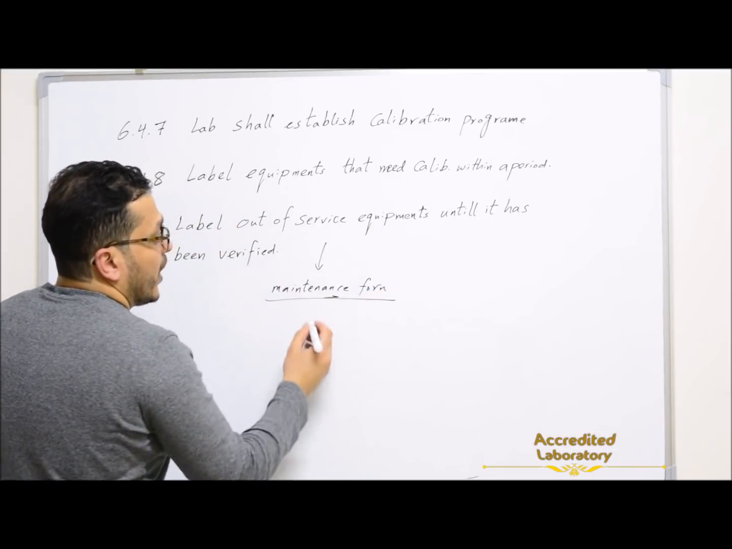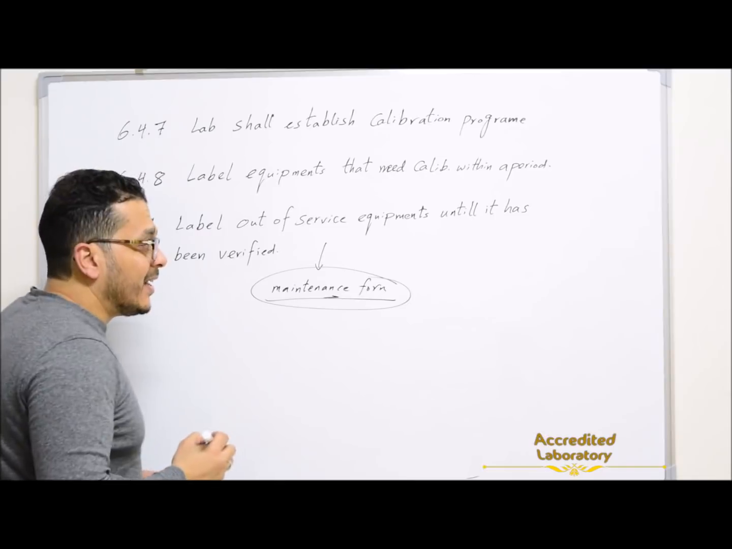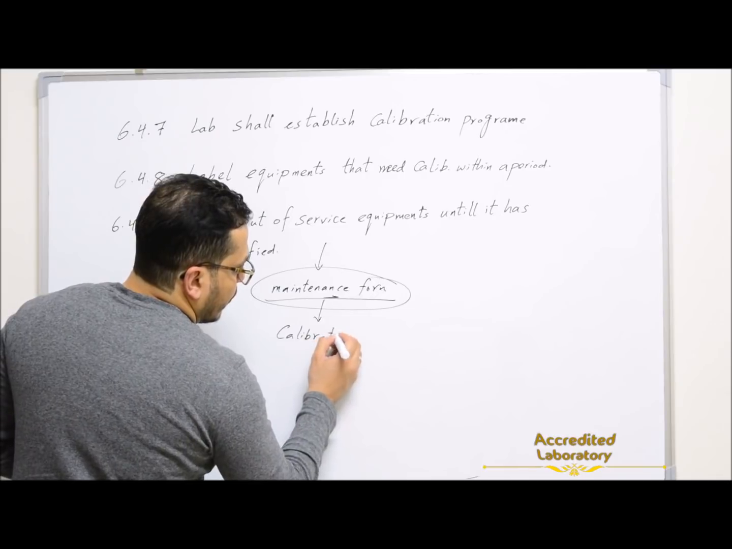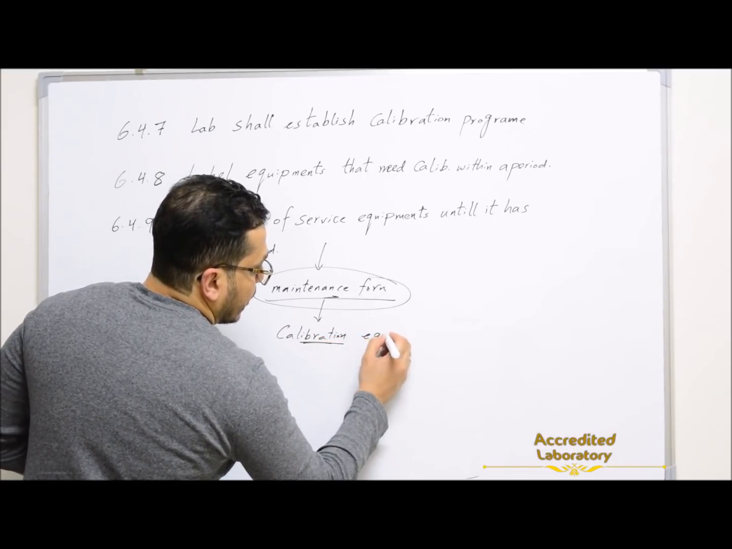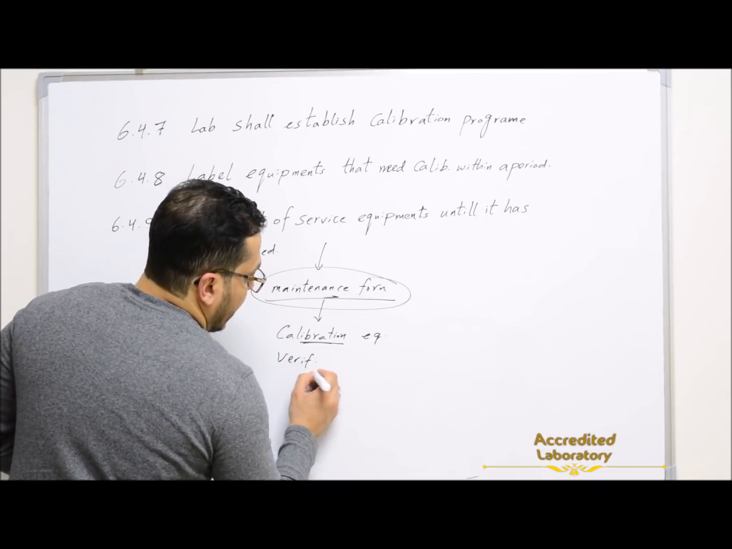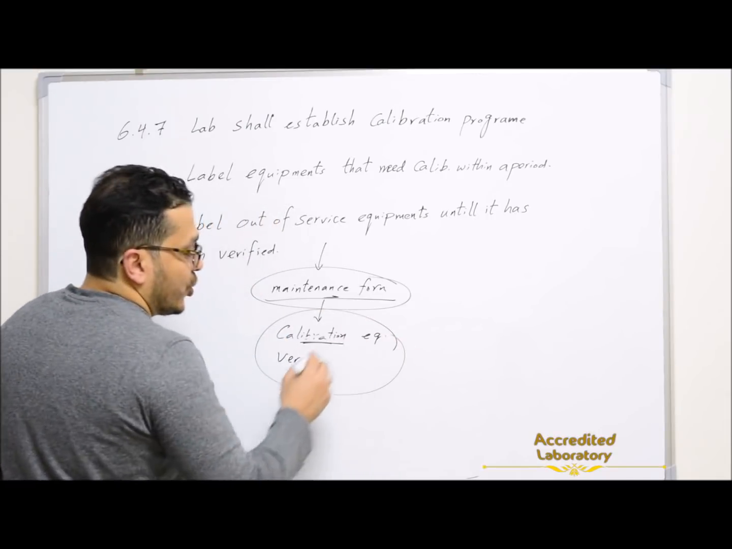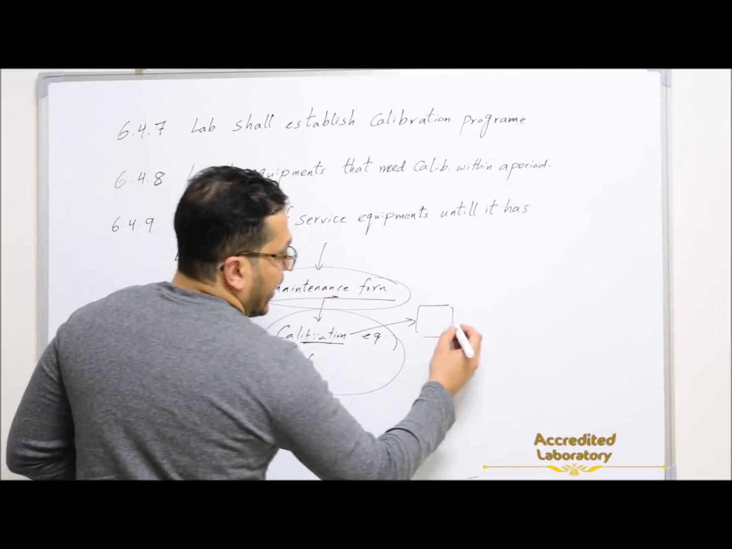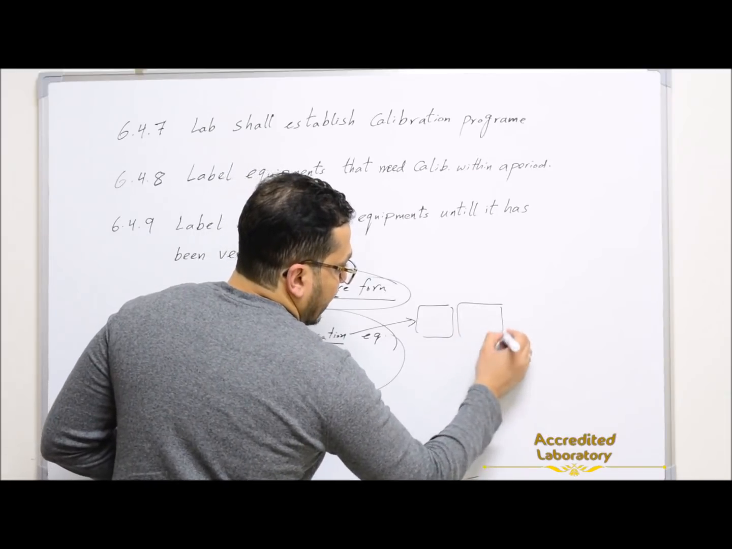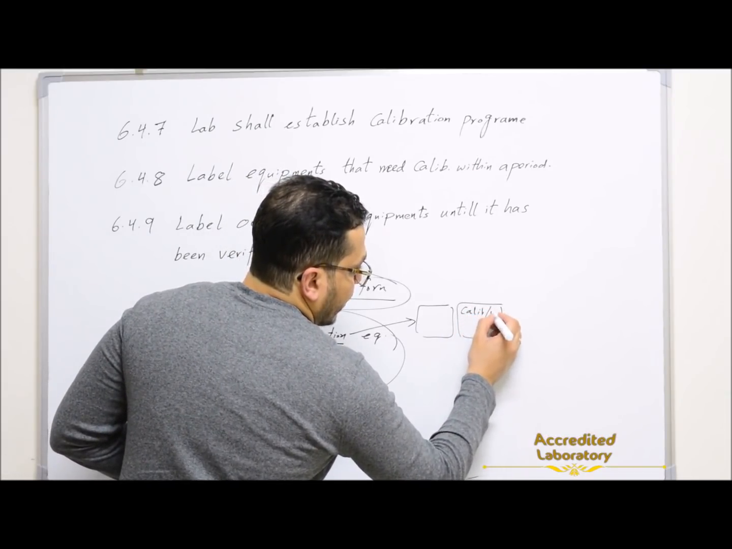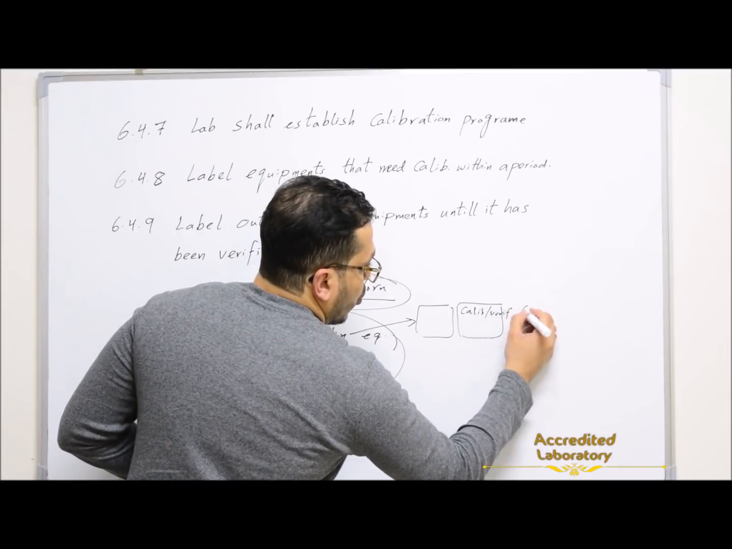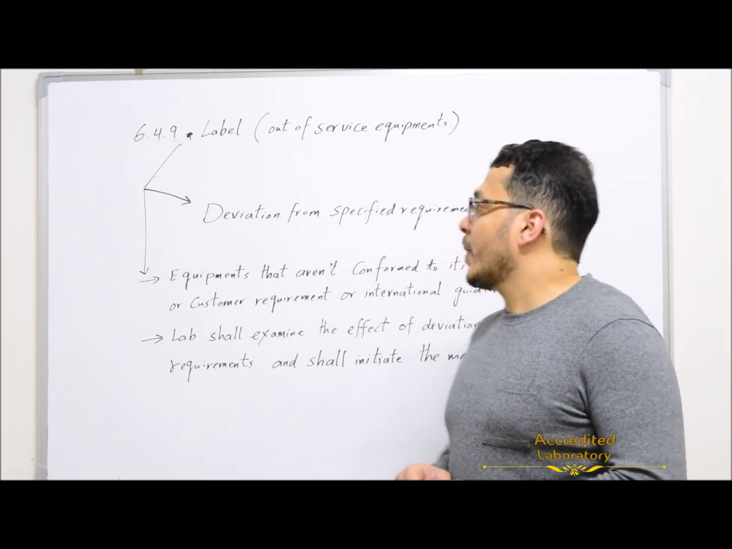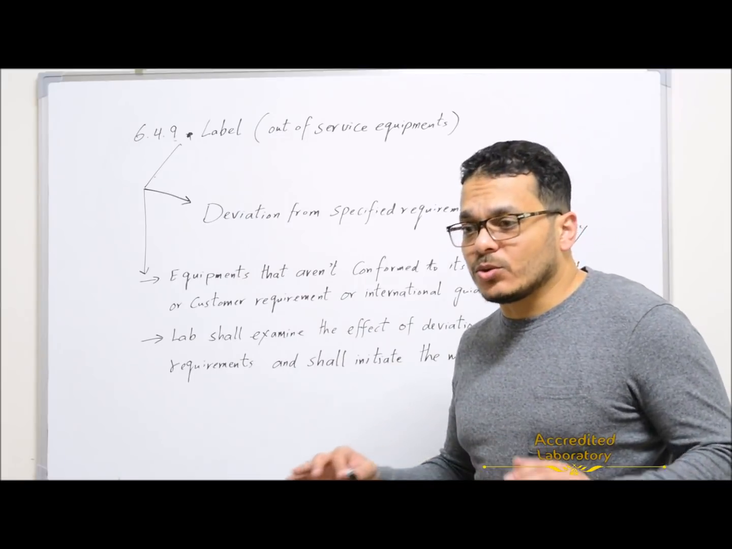plus this label, and after you maintain the equipment, you should verify it by making calibration and also verification. The result of the calibration for this equipment should also be attached to the maintenance form, and this result will also be recorded in the calibration and verification record form. So out of service equipment shall be labeled, and during this period nobody can use this equipment.